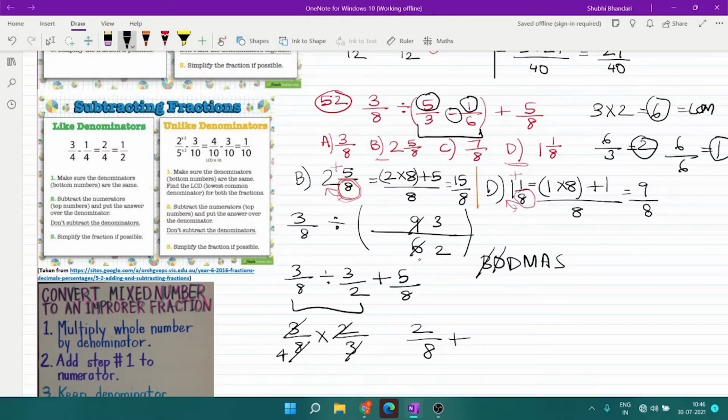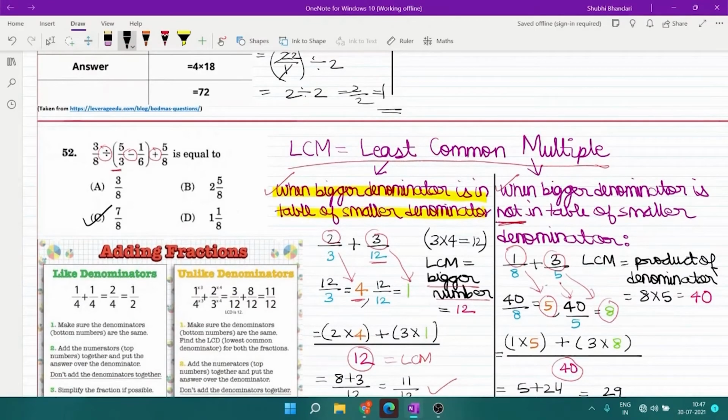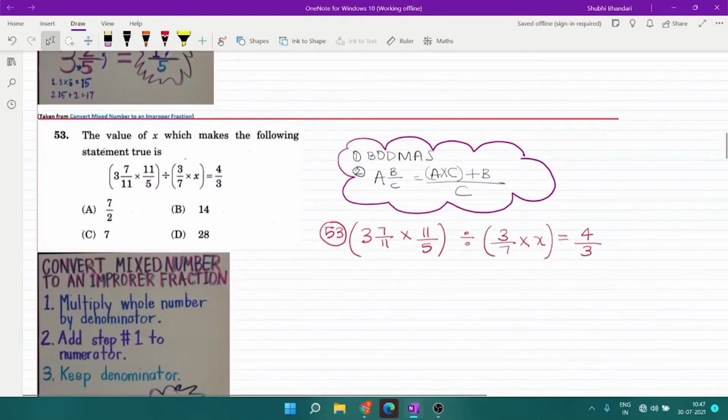So this becomes 2 by 8 plus 5 by 8. And this becomes 7 by 8, which is our answer. So our answer is C, 7 by 8. Now, moving on to the 53rd question. The value of x, which makes the following statement true, is 3, 7 by 11.